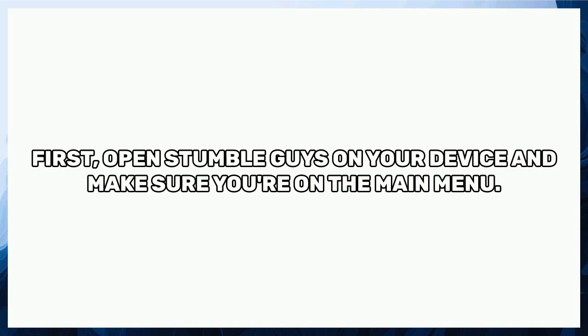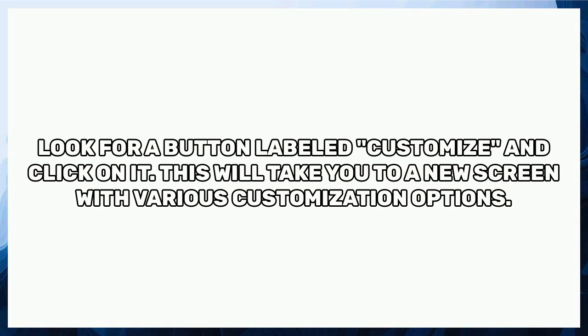First, open StumbleGuys on your device and make sure you're on the main menu. Look for a button labeled Customizer and click on it. This will take you to a new screen with various customization options.